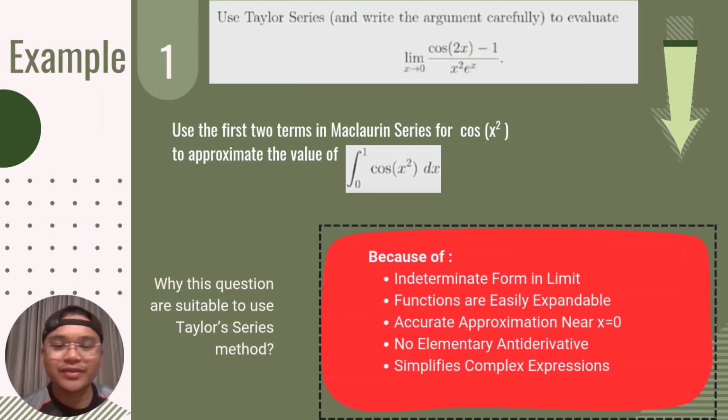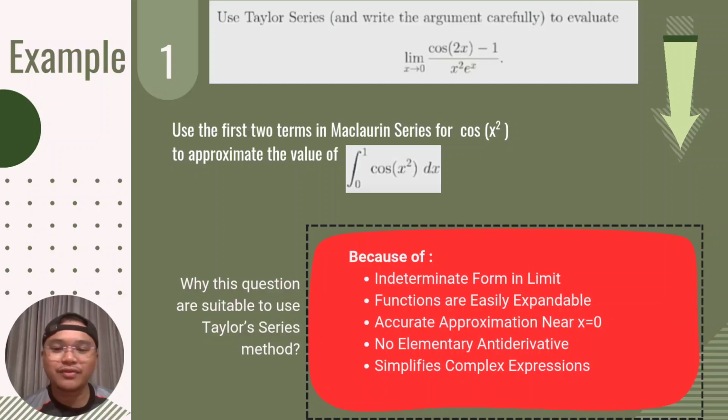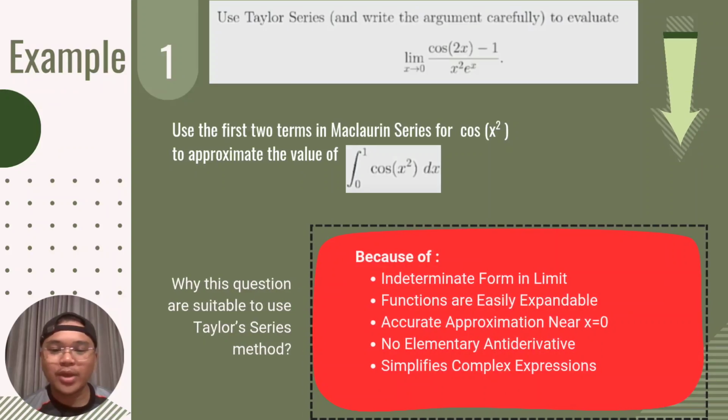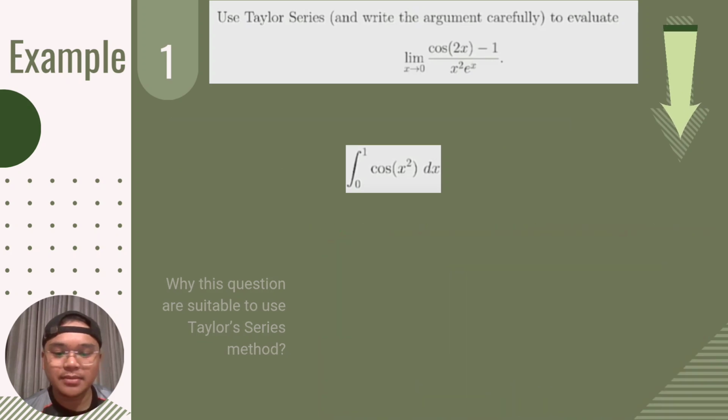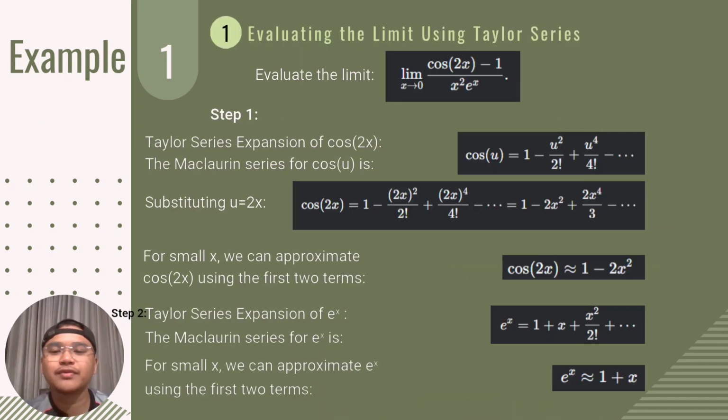Okay, let's move to our first example. Before we start trying to solve this question, let's find out why this question suits the use of Taylor series. First thing first, it is an indeterminate form in a limit, and the functions are easily expandable, and it has an accurate approximation, which is near x equals 0, and there is no elementary antiderivative. Last but not least, it simplifies complex expressions. Now, we move on to how to solve this question.